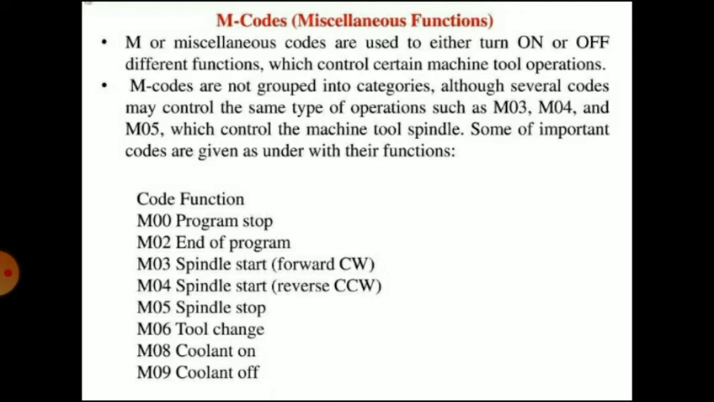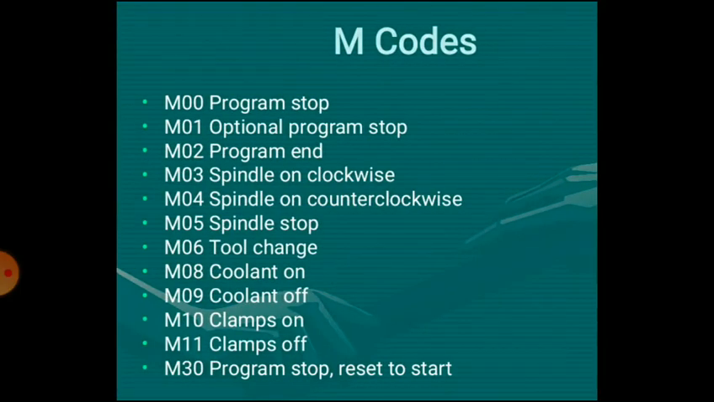So for example, M00 program stop, M02 end of program, M03 spindle start, that is clockwise direction, M04 spindle start reverse, that is anti-clockwise direction, M05 spindle stop, M06 for tool change, M08 that is coolant on, M09 that is coolant off. Then M30, that is program stop and reset to start, that is the last block in a program. M30, that is stop the program and reset to start the program.